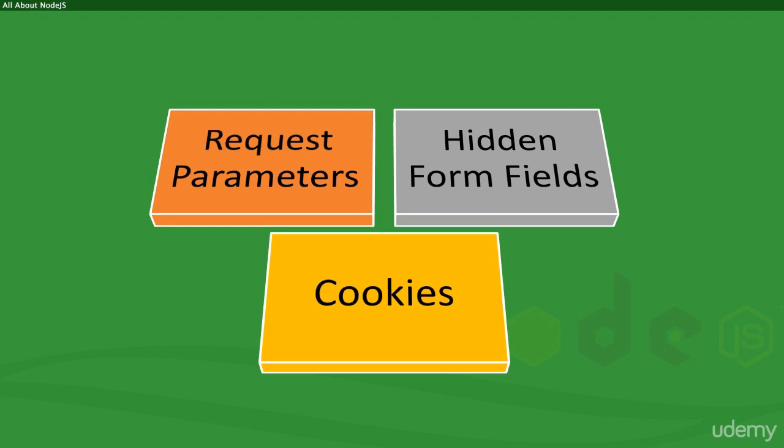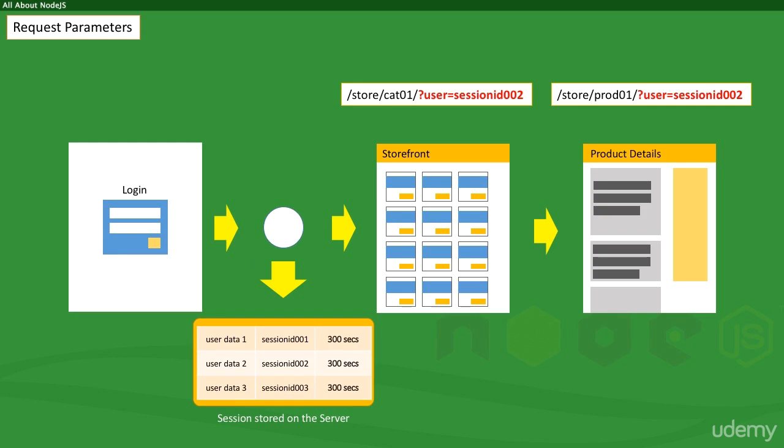The first technique uses request parameters. In this method, once the user logs in, the data or a reference associated with the user such as the user ID, name, profile picture, etc. are assigned a unique identifier known as a session ID. Here you can see session ID 001, session ID 002. However, in reality, this would be a unique and secure ID.